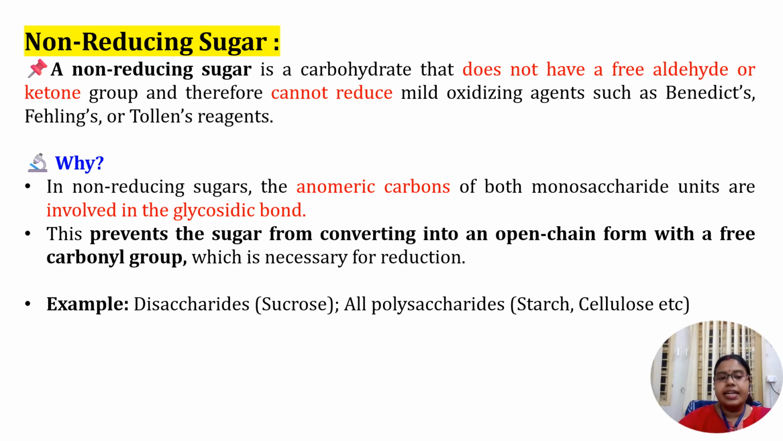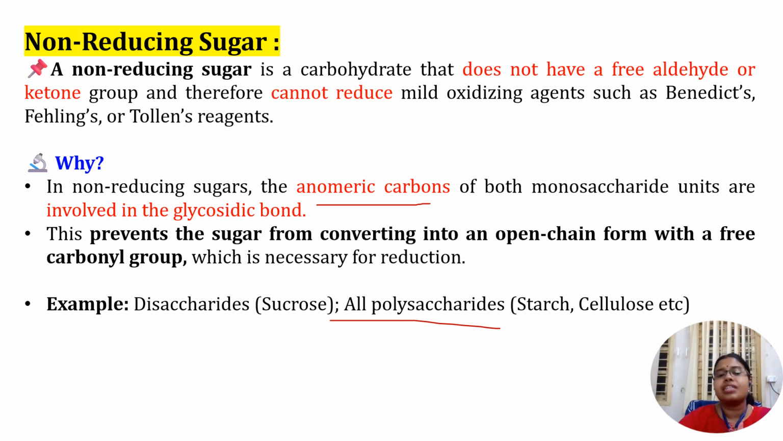The sucrose, the disaccharide, is non-reducing, and all the polysaccharides are non-reducing, because in the case of polysaccharides, all the carbohydrate units, the aldose or the ketose group, is not free. It is blocked by the glycosidic linkage. In the non-reducing sugar, the anomeric carbon of both the monosaccharide units is involved in the glycosidic bond, the glycosidic linkage.